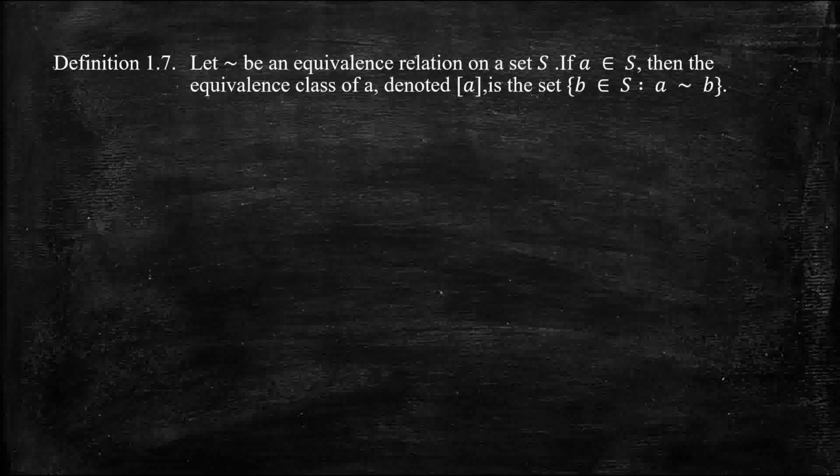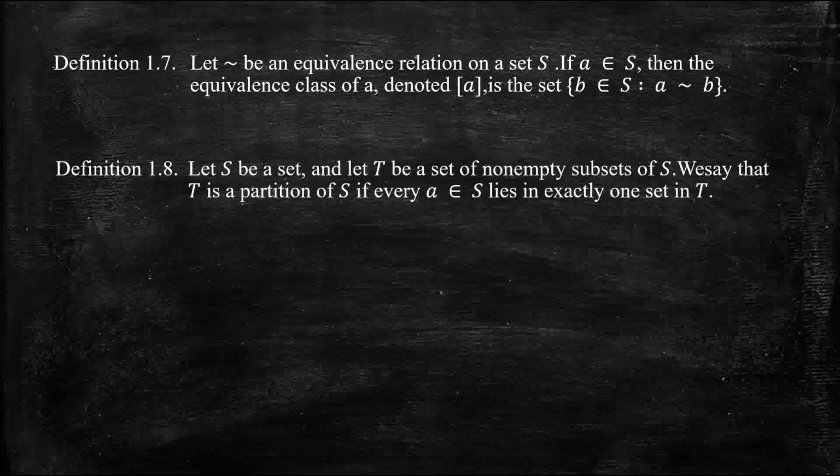Now let's see some important definitions. Let's define an equivalence relation on set S. If A is an element of S, then we say the equivalence class of A is the set of all B such that A and B have an equivalence relation. Another definition. Let S be a set, and let T be a set of non-empty subsets of S. We say that T is a partition of S if every A of S lies in exactly one set in T. An example is shown.